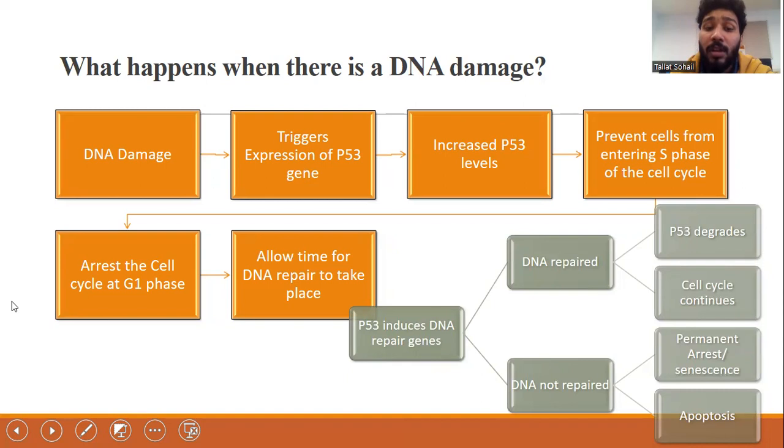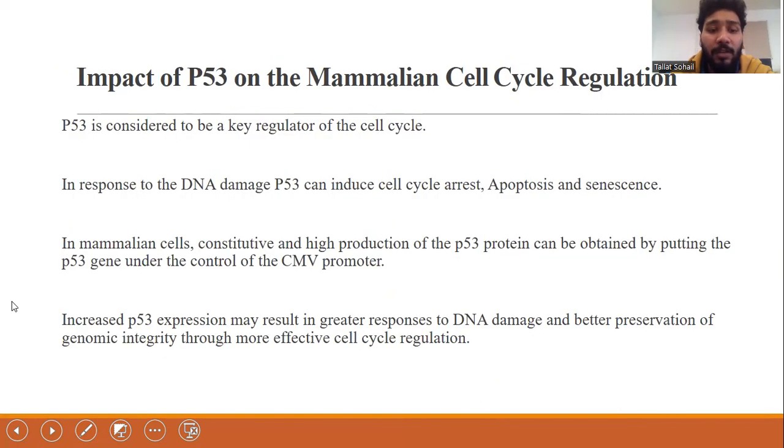One, it will cause permanent arrest, or it activates the pro-apoptosis genes, and then it causes apoptosis. So from this whole cycle, we understand that whenever there is damage to DNA, P53 comes to its rescue. So let's move to the next slide.